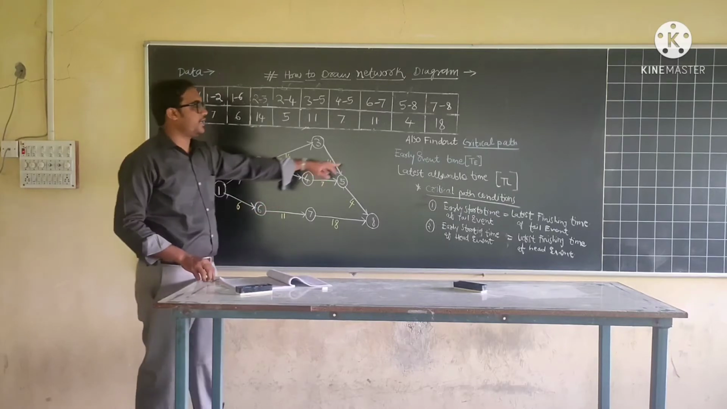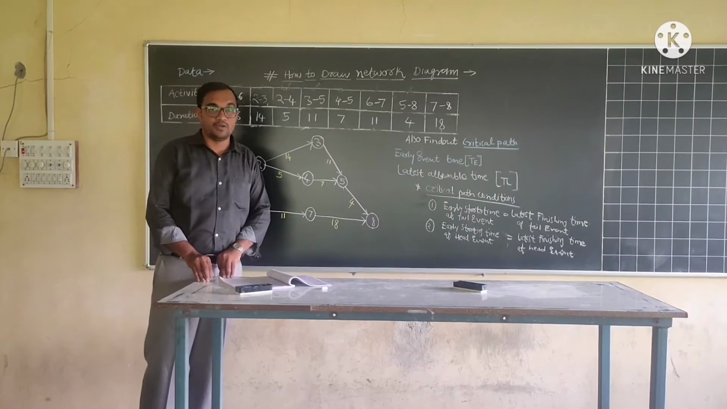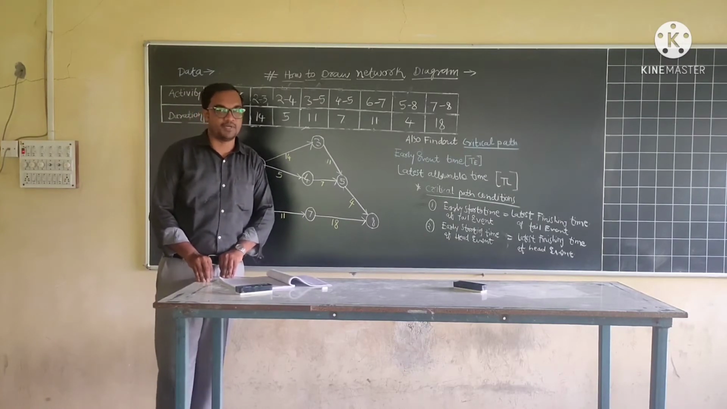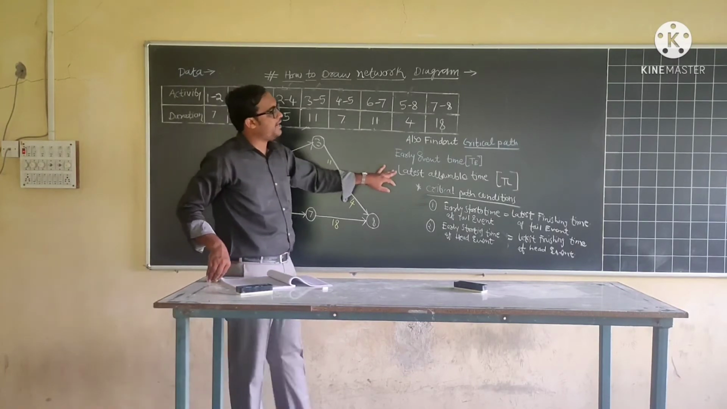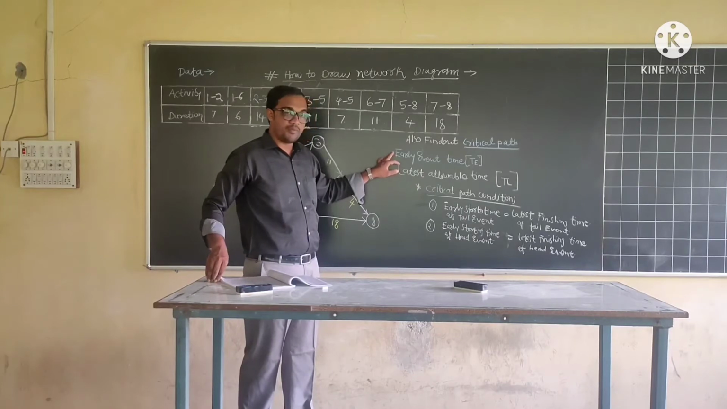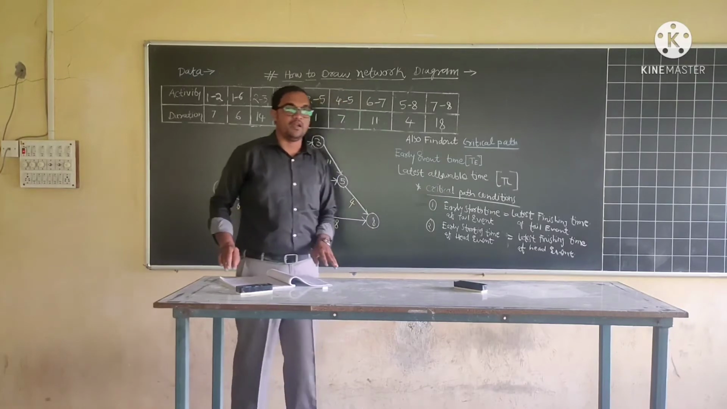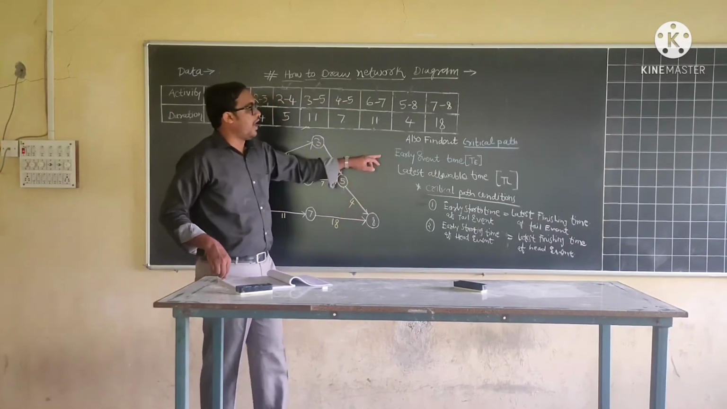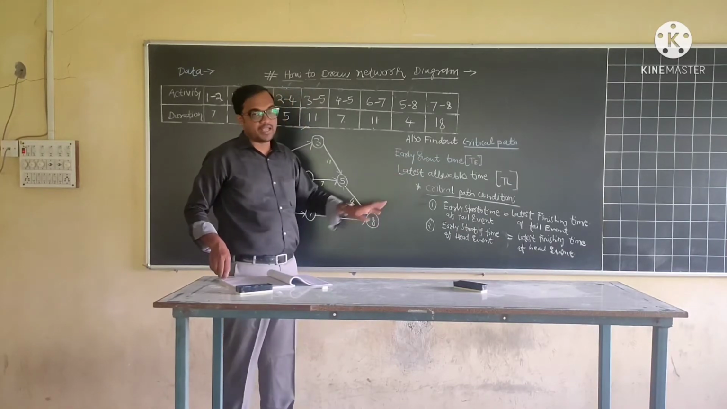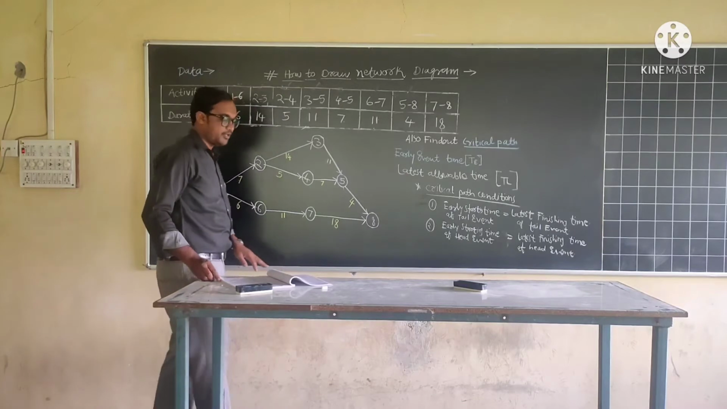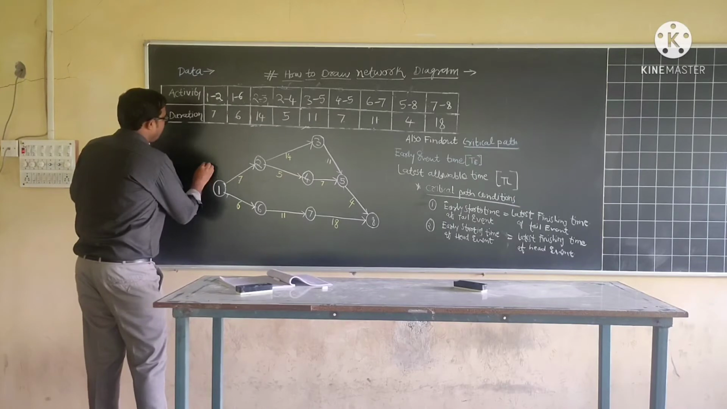Okay, so the next step is to find out the critical path. Critical path is the longest path, which takes the maximum time for its completion. For this purpose, you need to calculate early event time and latest allowable time. This topic we have already completed. Early event time TE and latest allowable time TL we have to calculate. Early event time we will calculate by using the forward pass method, and latest allowable time we will calculate by using the backward pass method.